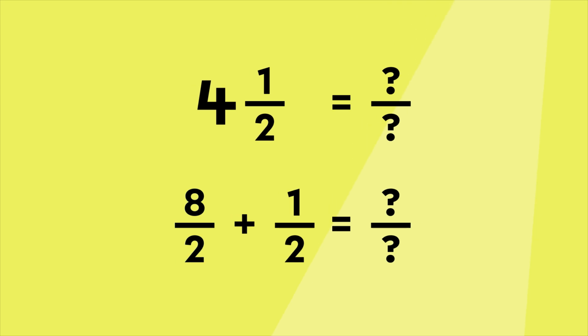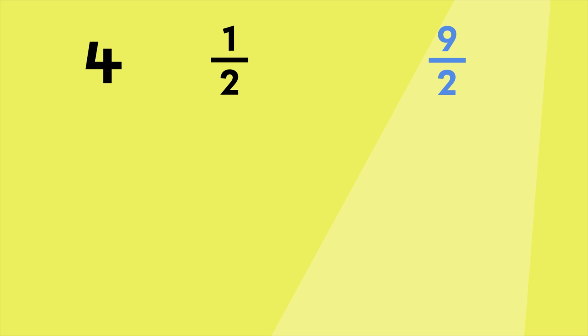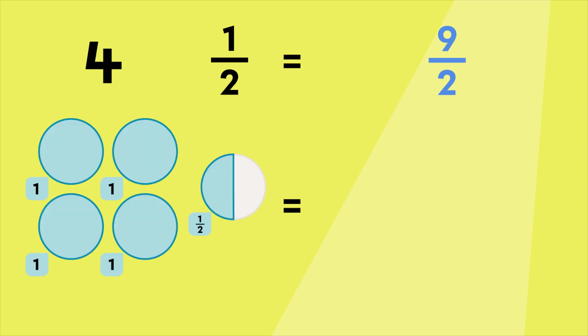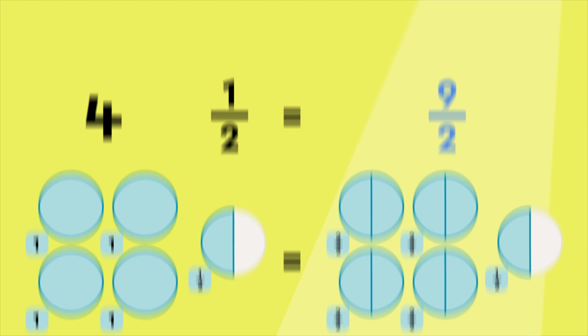Finally, I add the fraction 8 over 2 to the fraction 1/2. I add the numerators first. 8 plus 1 equals 9. Next, I write 2 as the denominator of the answer. I get 9 over 2. There you go. Now we know that the mixed number 4 and 1/2 turns into the fraction 9 over 2.